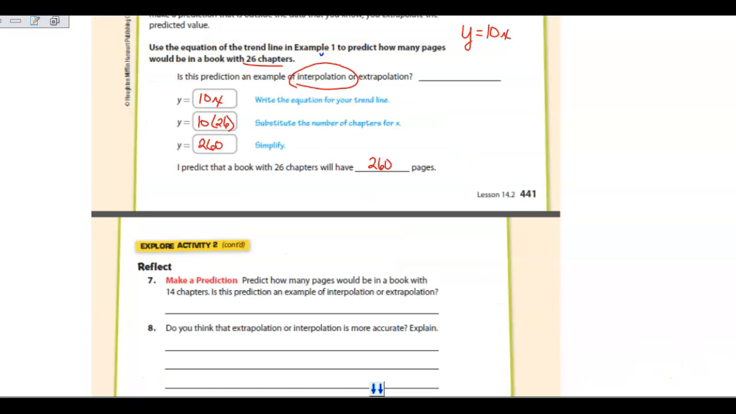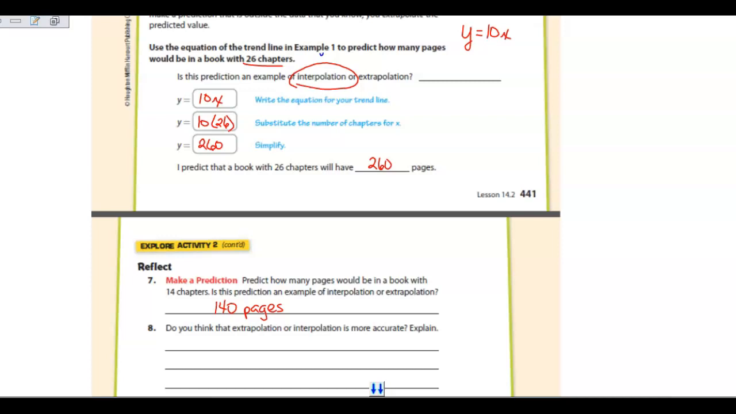Let's make a prediction. How many pages would be in a book with 14 chapters? If you think there's going to be 140 pages, that's what I got. Is this an example of interpolation or extrapolation? I think it's interpolation because I took the equation from our trend line and figured out that 10 times 14 is 140.